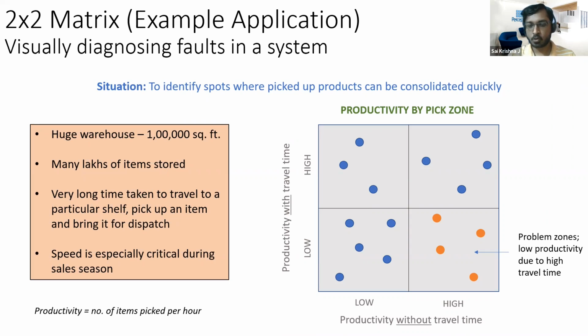So what I did was I came up with two measures of this manpower productivity. One was productivity with travel time and the other was productivity without travel time. For each pick zone, which is nothing but the area of the warehouse in which the items are stored, a collection of shelves, each spot that you see here in the scatter plot is a particular pick zone.